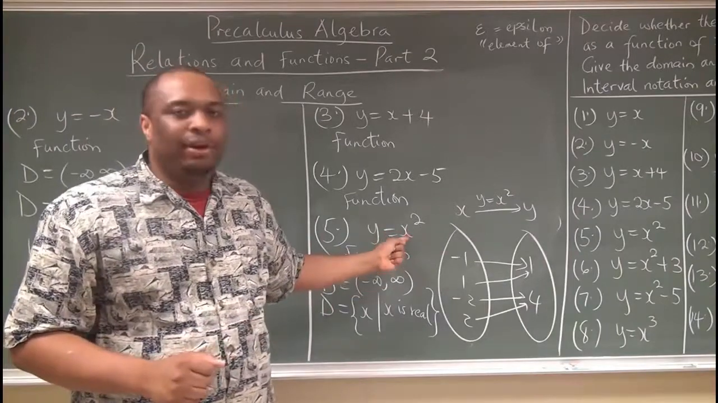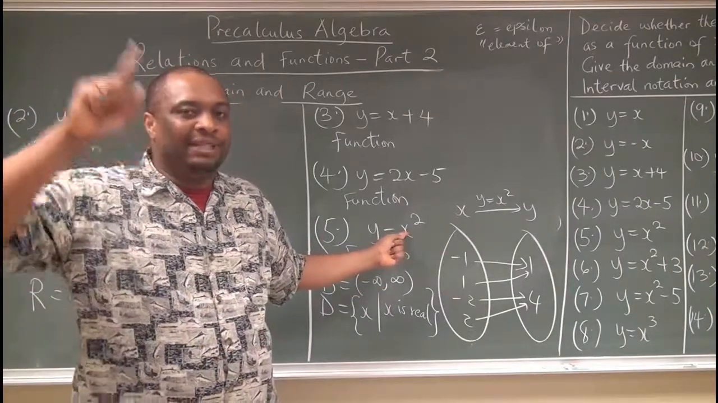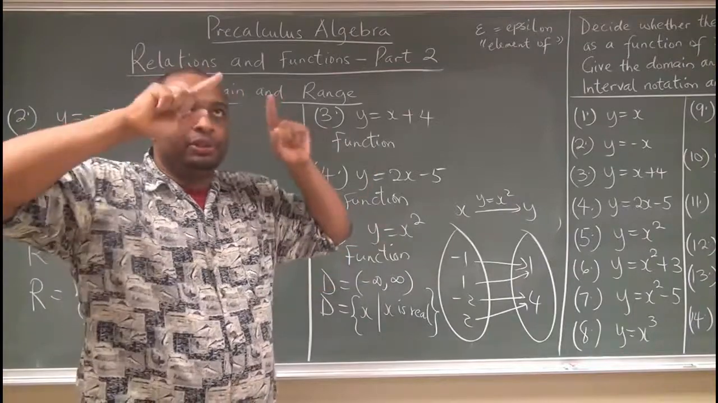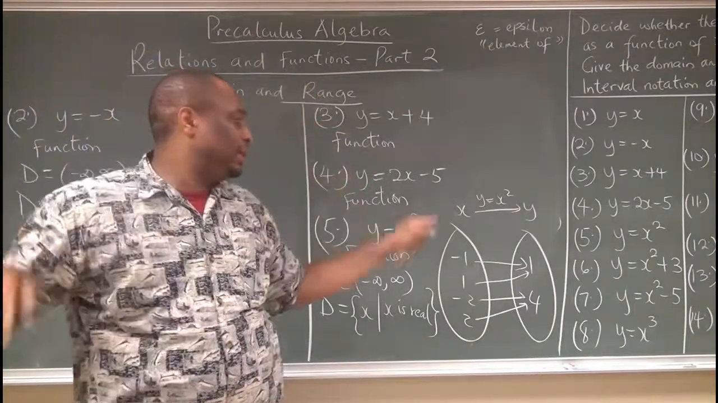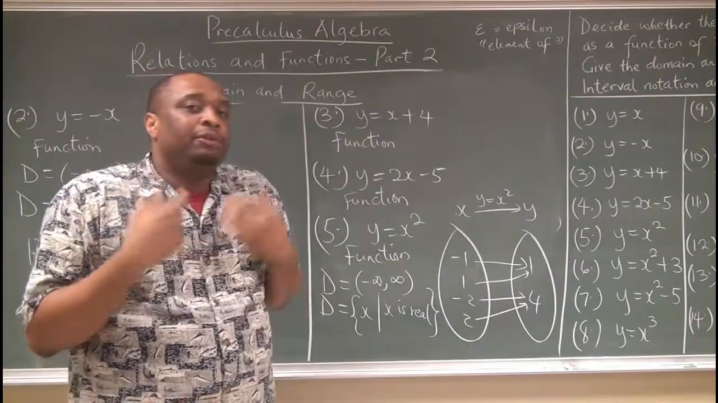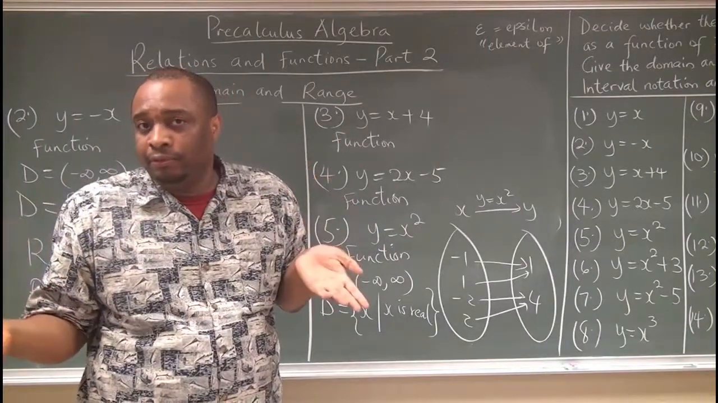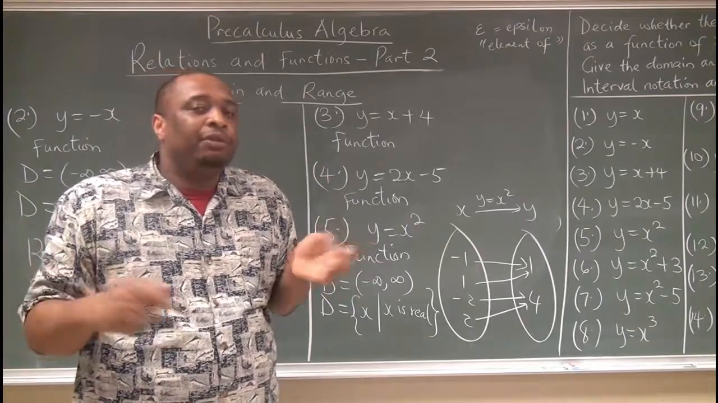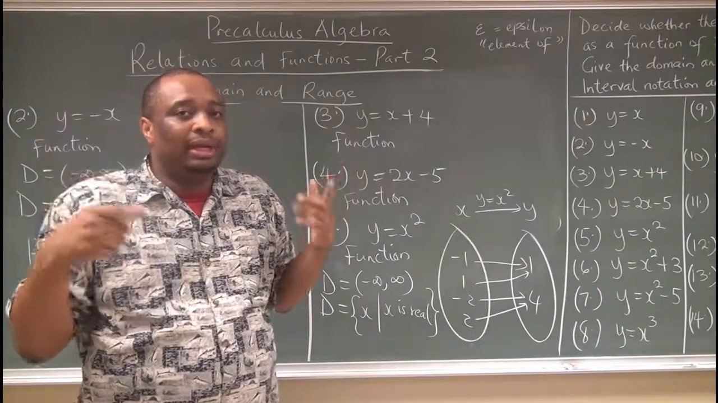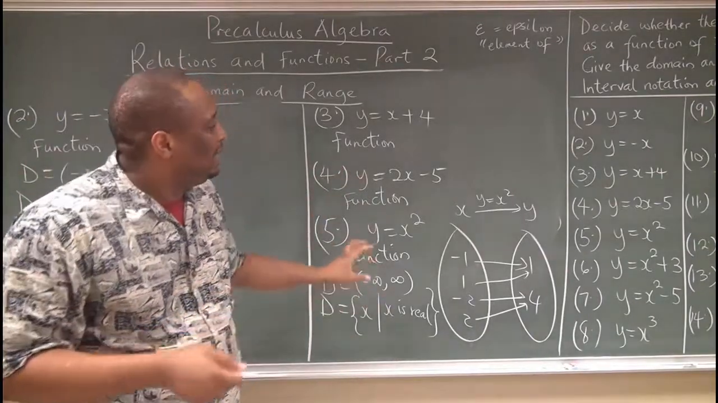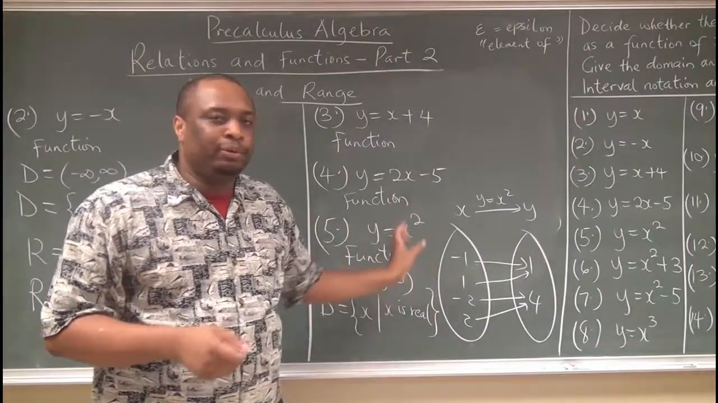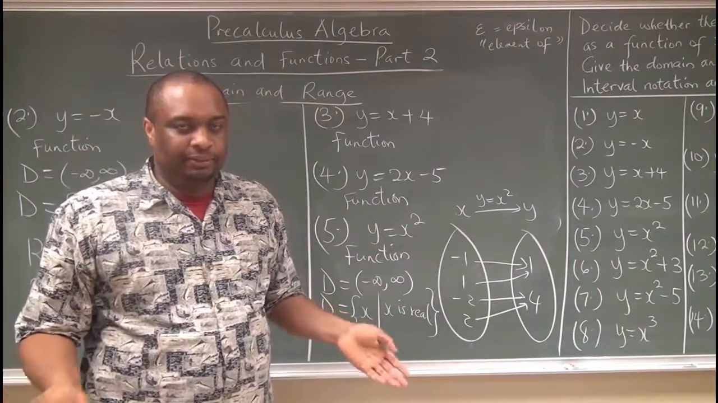Because any real number you put here, even if it's negative 1, if you square negative 1 all squared, it's going to give you 1. If you do negative 2 all squared, it will give you 4. If you do negative 3 all squared, it will give you 9. So all the output will be positive.